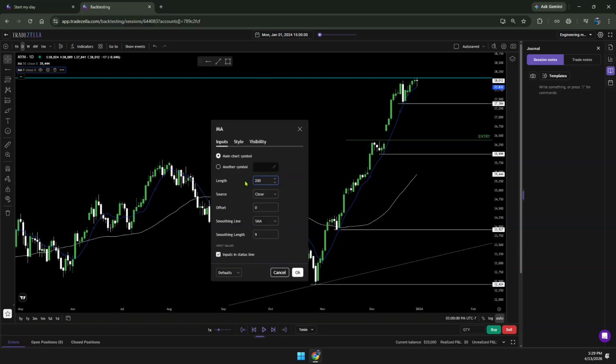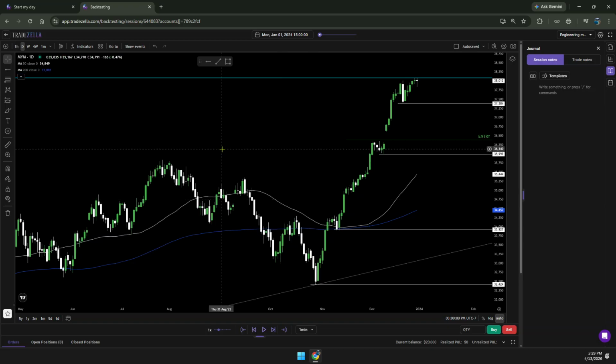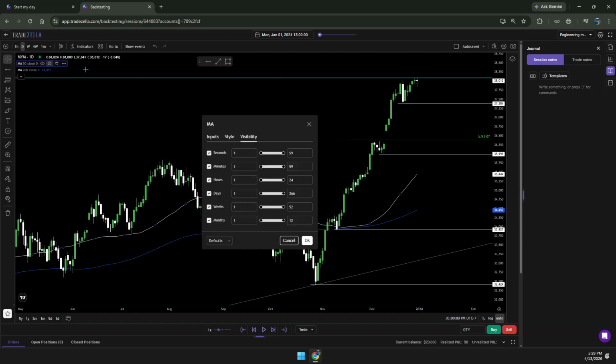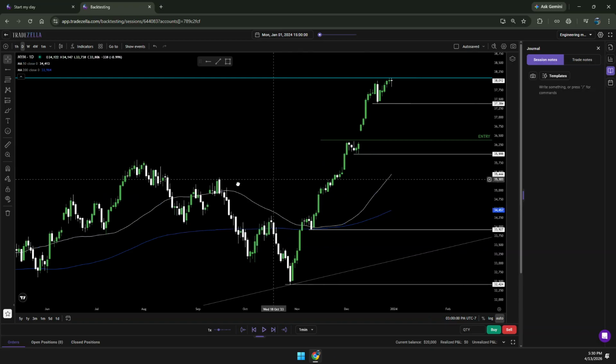This is something I learned when I first started with options. I learned to use this in the daily time frame, and so now I only use it in the daily time frame where I'm looking for my setups. I don't want it in any other time frame. I just want to see that here.